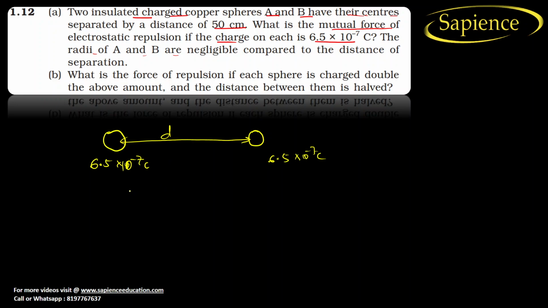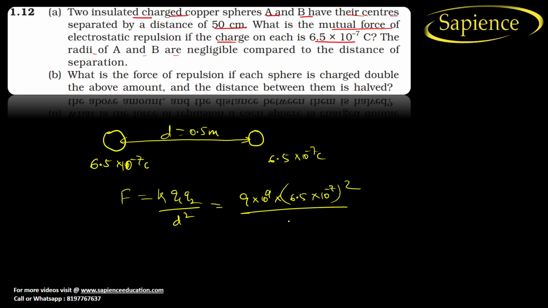So if you want to find out the force of repulsion, F is equal to K Q1 Q2 by D square. The distance they have provided is 0.5 meter. So K means 9 into 10 to the power 9, Q1 Q2 means 6.5 into 10 to the power minus 7 whole square, divided by D square, meaning 0.5 whole square.